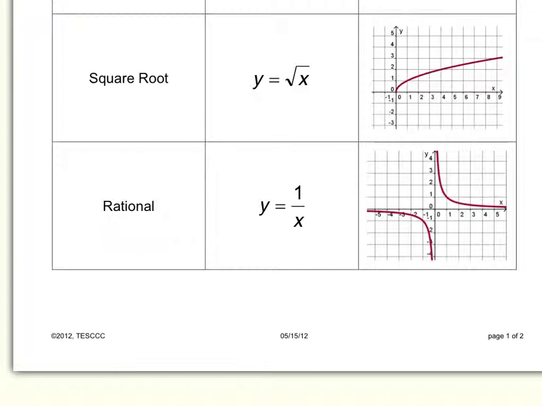Rational function. A rational function has the little opposites where it kind of looks like it hugs, gets really close to both axes. Notice all of these so far are very unique looking.